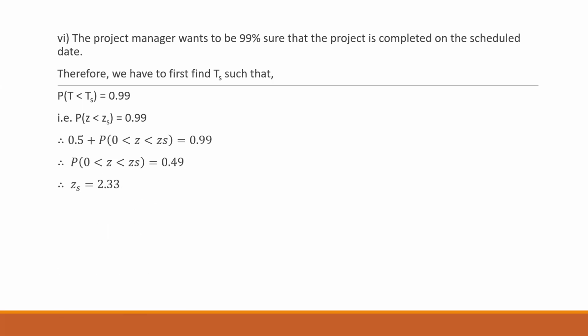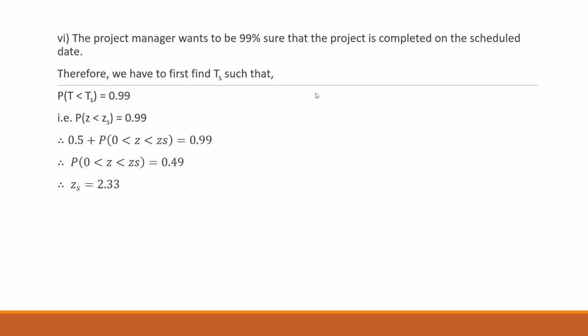Use this value 2.33 in your formula, (Ts minus 29) divided by 2.45 equal to 2.33, and do the calculation for Ts. Tell me the value of Ts. What is the value of Ts? Okay, there's some answer here. 34.70. Okay, that's the right answer.